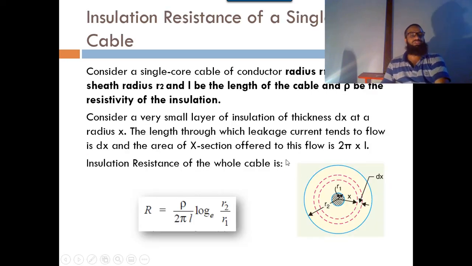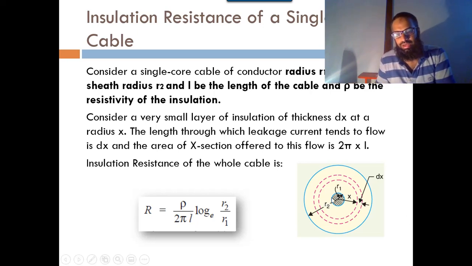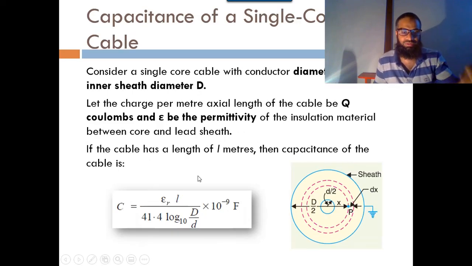Now the resistance of the wire. If you see this figure, the internal core or conductor of the wire has radius R1 and the external radius is R2. So the formula of the resistance is R equals rho over 2 pi L times log R2 over R1. Based on this formula, we can calculate the resistance of the transmission.